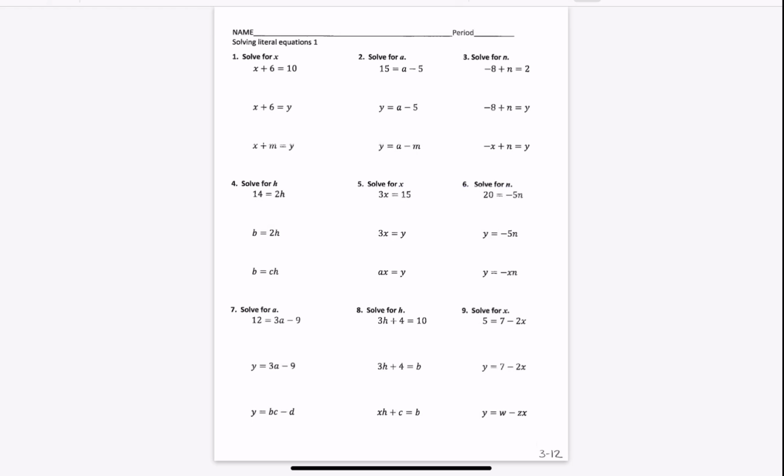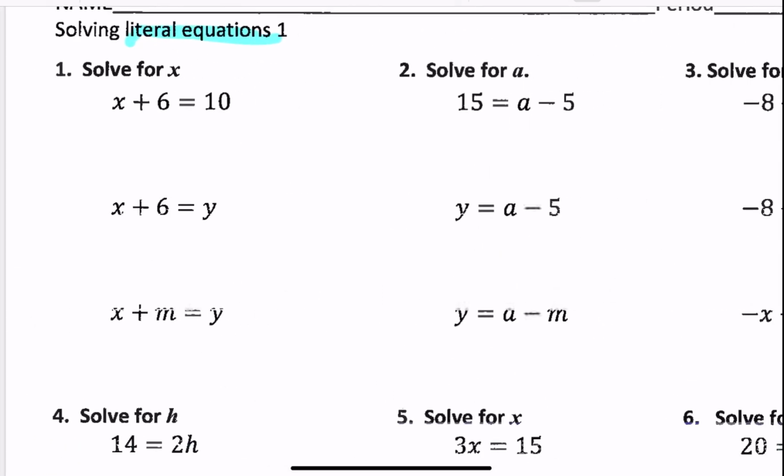Okay, today's notes are literal equations. That's what we're doing today. And this page is page 312 in your notebook. So let's go through these equations. So let's look at this first one.